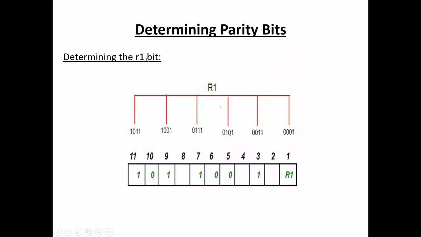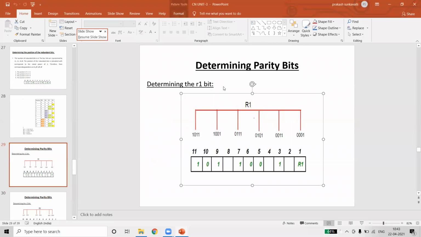So now we find R1, R2, R4, R8. The first one is determining the R1 bit. For the R1 bit we take here 1, 3, 5, 7, 9, 11. So here 1 is R1, 3 is 1, 5 is 0, 7 is 1, 9 is 1, and 11 is 1.